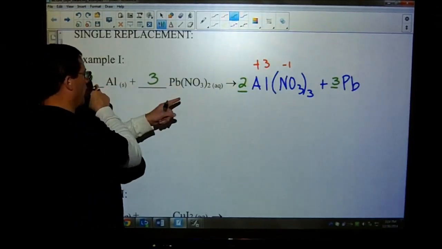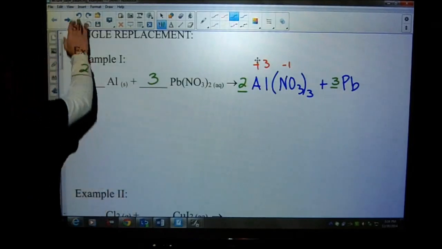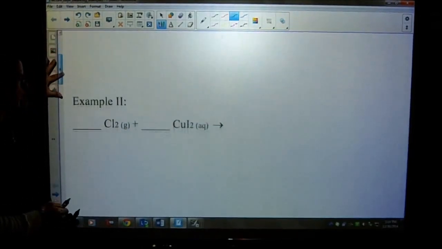Now, I can have these switched, so I could have had the lead nitrate over here and the aluminum over here. Just remember that that plus sign just means "and." Let's take a look at the next example.